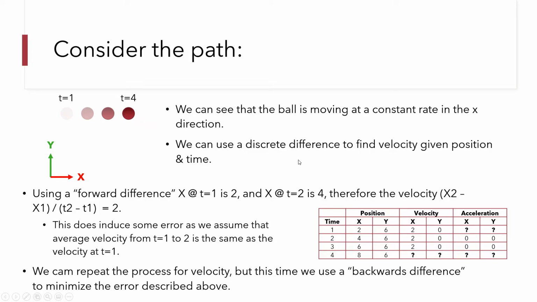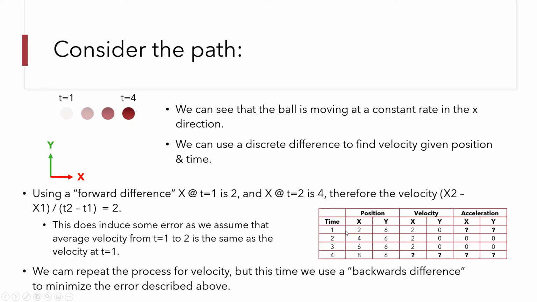And we can use the discrete difference functions to find the velocity of a given position in time, right? So this is a position of the ball in x and y coordinates. So you can see here we have an x coordinate system and a y coordinate system. And this ball is moving in the x, but it has some position in the y. So this table here describes the position of the ball at time 1, 2, 3, and 4.